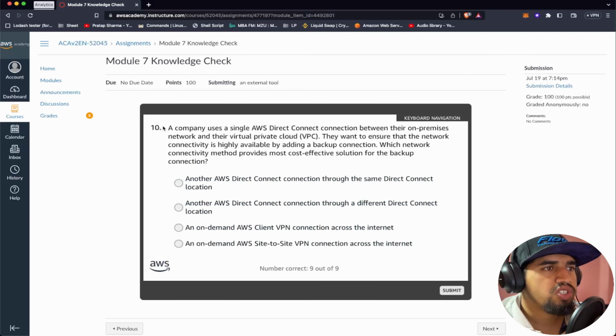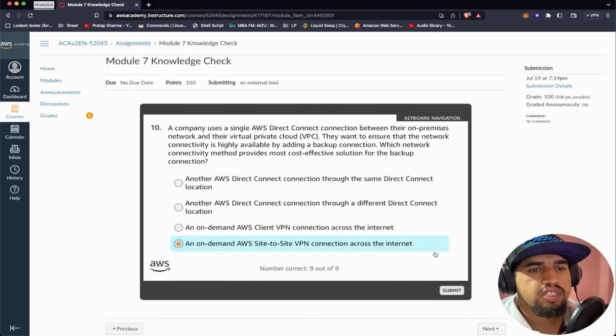Okay, so last question. A company uses a single AWS Direct Connect connection between their on-premises network and their VPC. They want to ensure that the network connectivity is highly available by adding a backup connection. Which network connectivity method provides the most cost-effective solution for the backup? I think it's an on-demand AWS site-to-site VPN connection across the internet.